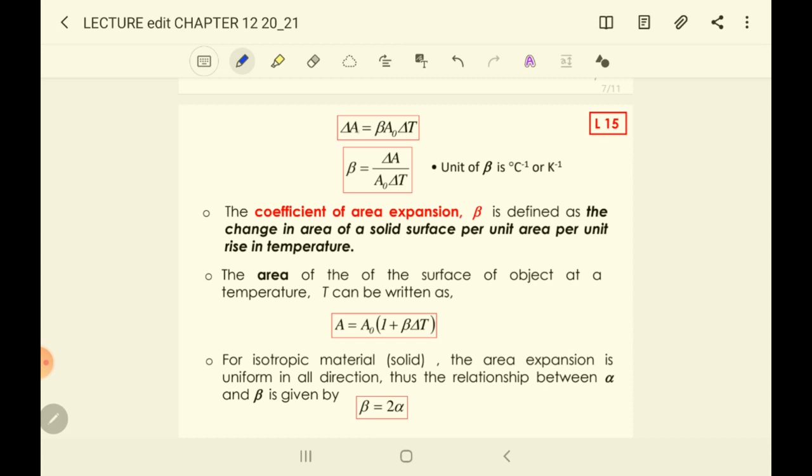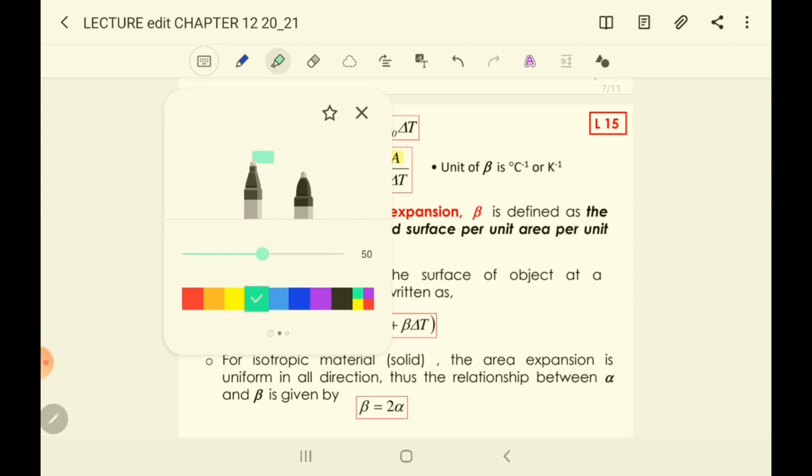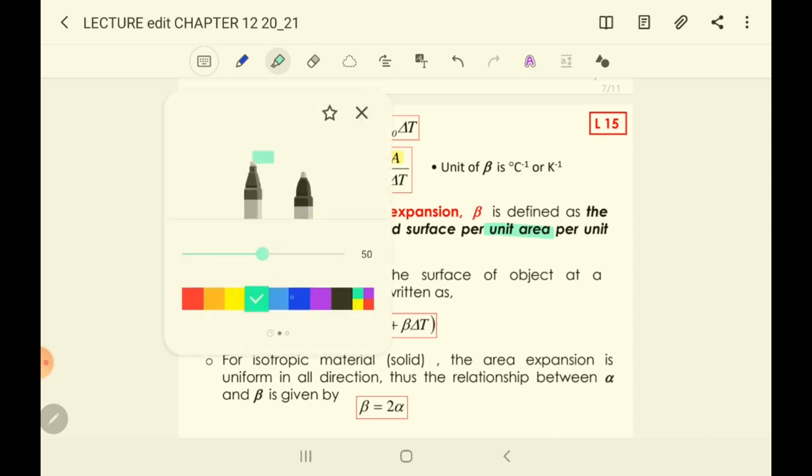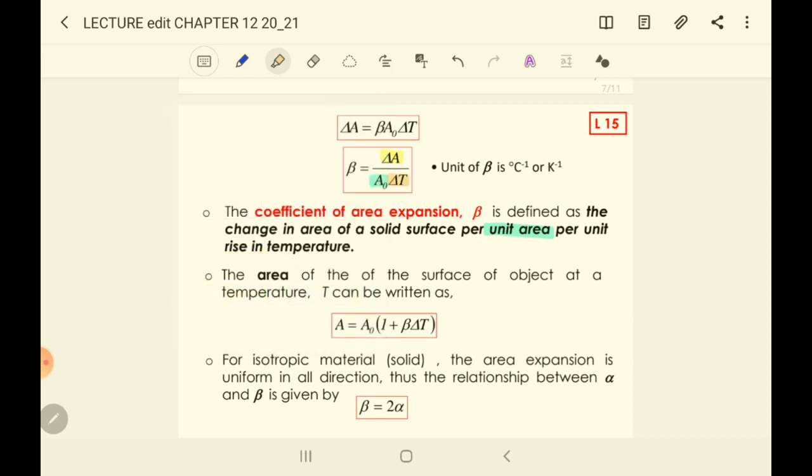Okay, delta A is equal to beta A0 delta T. When we rearrange this equation, we will get beta is equal to delta A over A0 delta T, where beta is the coefficient of area expansion, defined as the change in area delta A of a solid surface per unit area A0 per unit rise in temperature delta T. Delta T is the rise in temperature.